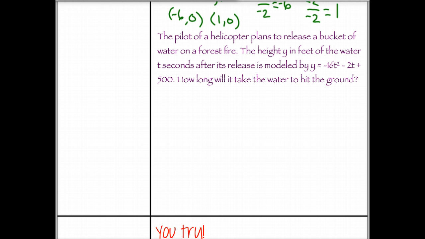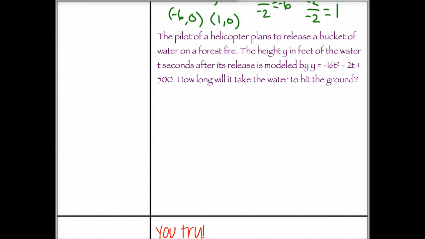The pilot of a helicopter plans to release a bucket of water on a forest fire. The height y in feet of the water t seconds after its release is modeled by y equals negative 16 t squared minus 2t plus 500. How long will it take the water to hit the ground?